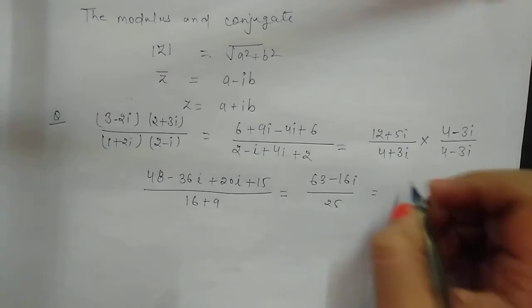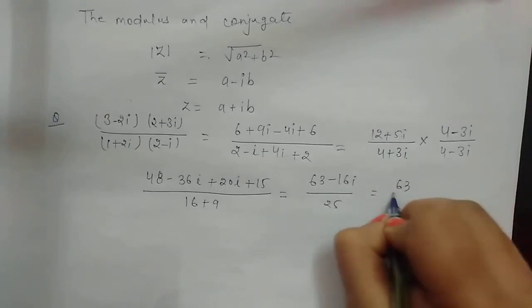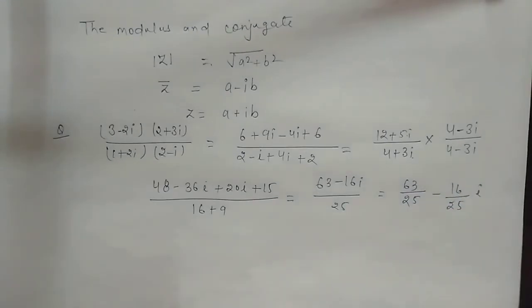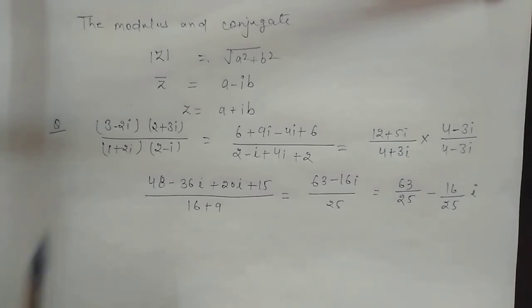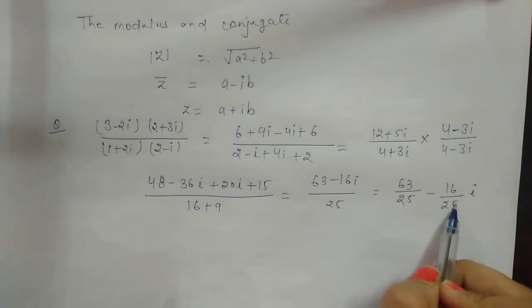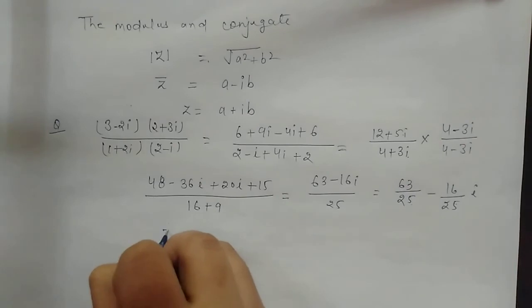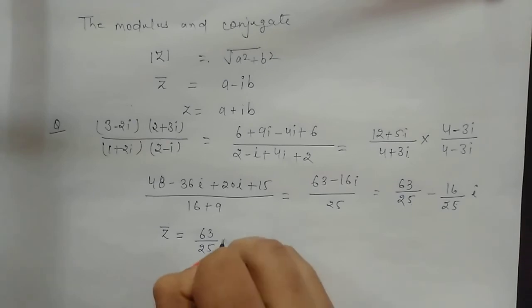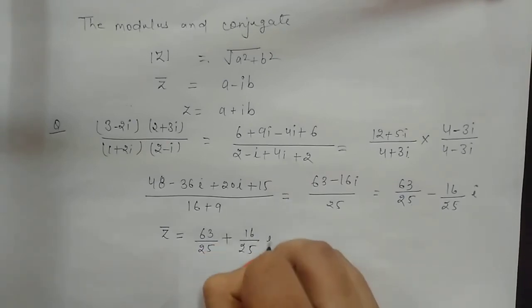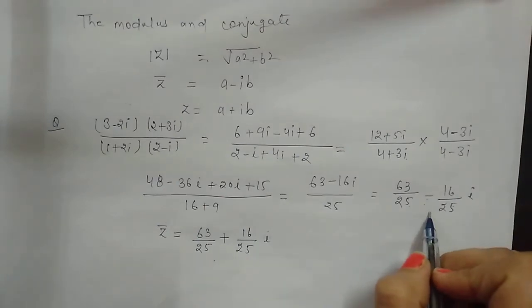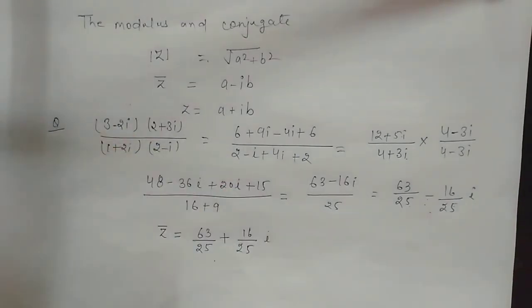Then we can write it in the form of a plus iota b, 63 upon 25 minus 16 upon 25 iota. What was the question? We have to find the conjugate of this particular equation. We have the value a plus iota b, but we have to find the conjugate. So if this is our z, then what will the conjugate z bar be? 63 upon 25 plus 16 upon 25 iota, just with the opposite sign. The middle sign we have to write as opposite. This is the conjugate and this is the complex number we are having after solving this equation. That's it. Thank you.